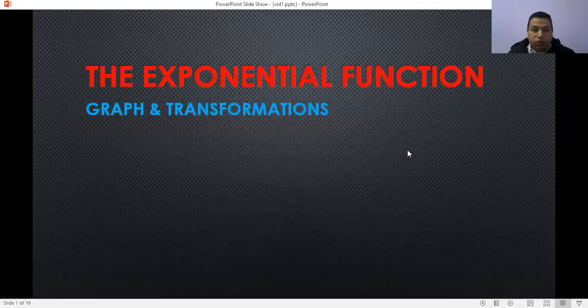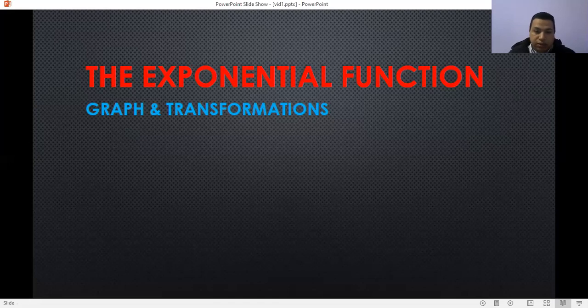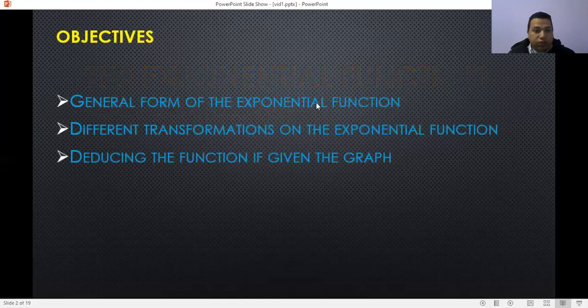Let's start by showing our slides. I'm going to share with you the first slideshow, the exponential function, graph, and transformations. So these are the objectives we are going to cover for today: general forms of the exponential function, different transformations on the exponential function, deducing the function if given the graph.